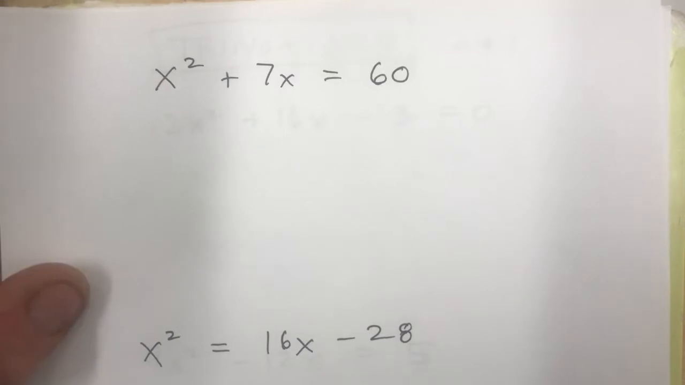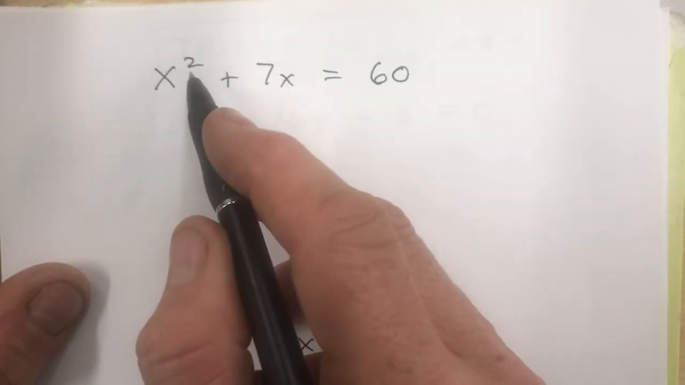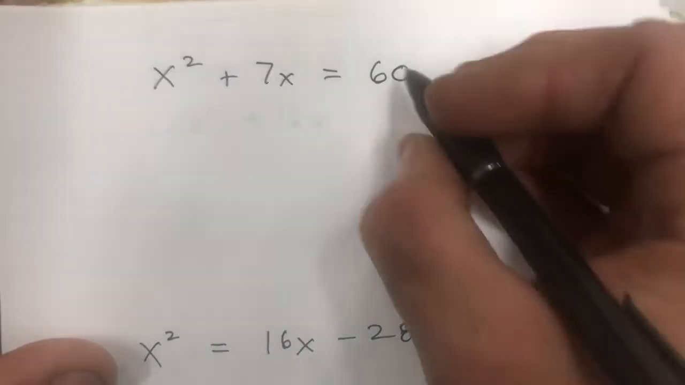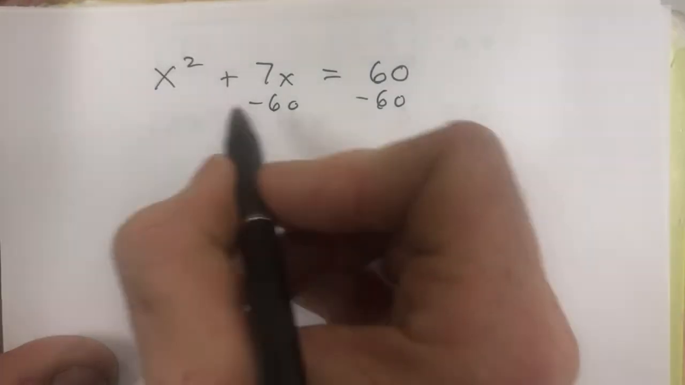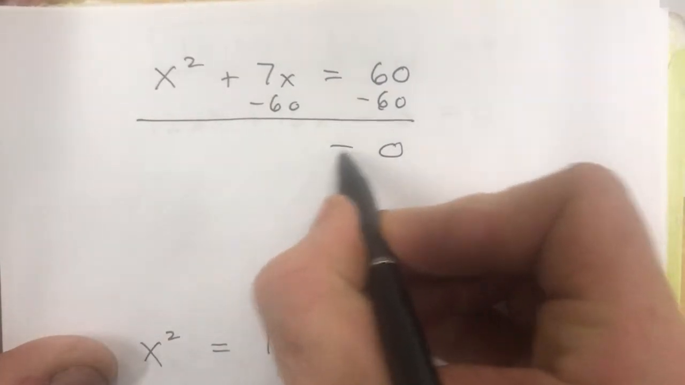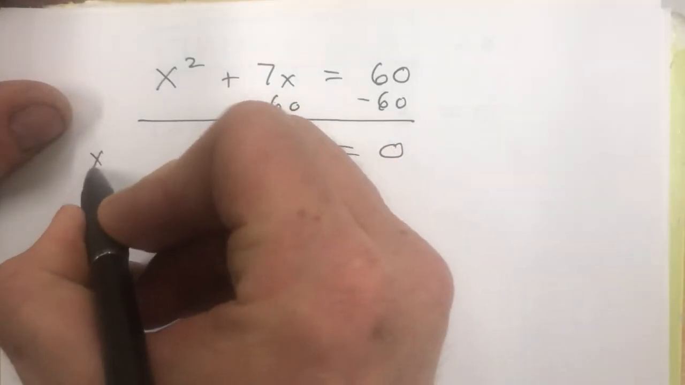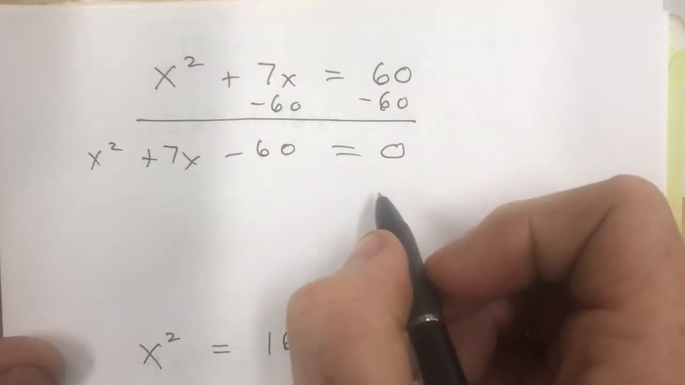Now in this one, notice we got x squared plus 7x. This is quadratic because we have x squared, but it equals 60. It does not equal 0. So what I'm going to have to do is get rid of the 60 by subtracting it off. And that'll make it equal 0 now. Now what do I have over here? Let's put it in descending order. I got x squared plus 7x minus 60 equals 0, and there you go.